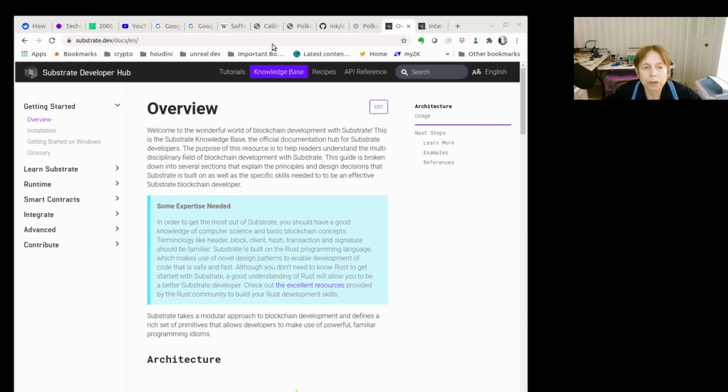So today what we're going to look at is the Substrate developer hub. It's called substrate.dev, and I have it at docs.en. I'm sure they have it in other languages as well. This goes through the basics of what you need to know. An overview, the architecture, which we're going to have a look at.